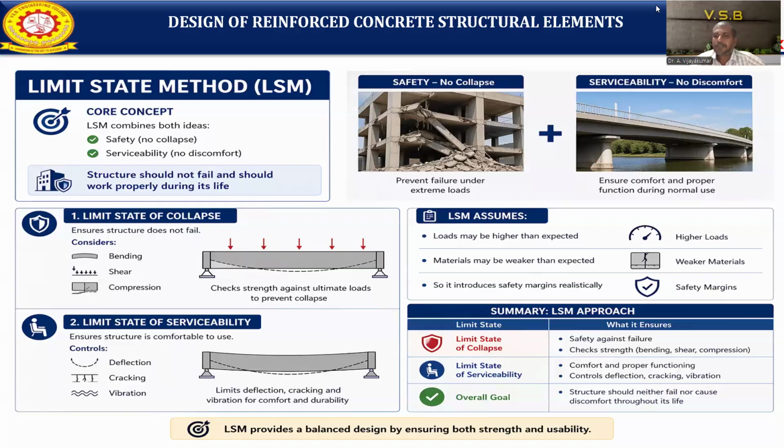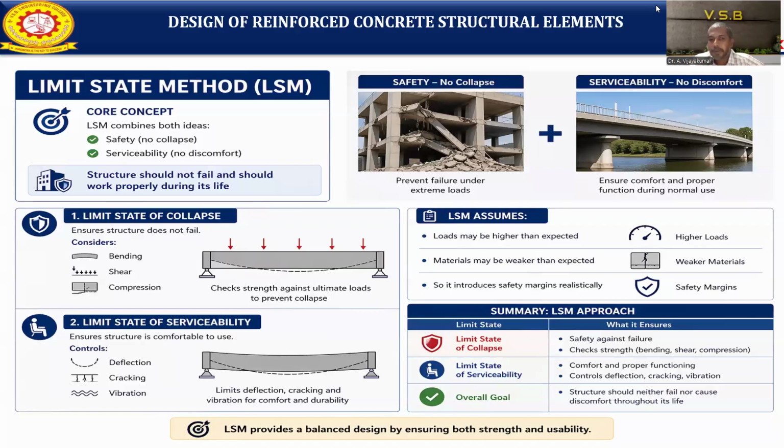Okay, summary of the limit state method approaches. The limit state of collapse is about being safe against failure: check strength in bending, shear, as well as compression. The limit state of serviceability is about comfort and proper function: control deflection, cracking, and vibration.